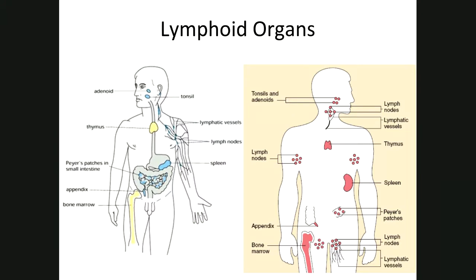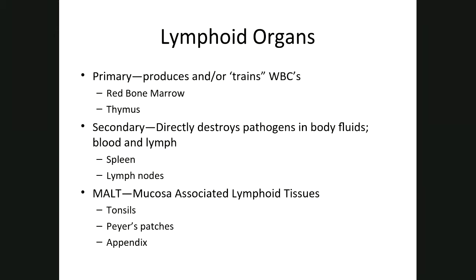So lymphoid organs include things like tonsils and lymph nodes and the thymus and the spleen, the appendix, which we hear about not having a function. That's not true. And then these other things as well. Remember, we can divide lymphoid organs up into three groups. There's primary, there's secondary, and there's MALT.